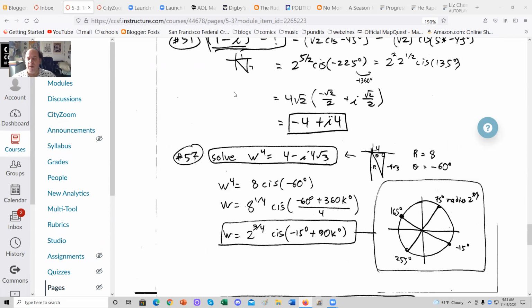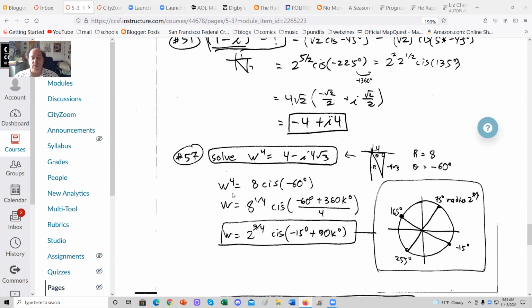Now here we're going to be finding all 4th roots of 4 minus i times 4 root 3. Now 4 minus i 4 root 3 is over 4 and down 4 root 3. This is in fact a 30, 60, 90 triangle. Its radius is 8, and this is negative 60 degrees. So w to the 4th equals 8 cis of negative 60 degrees.